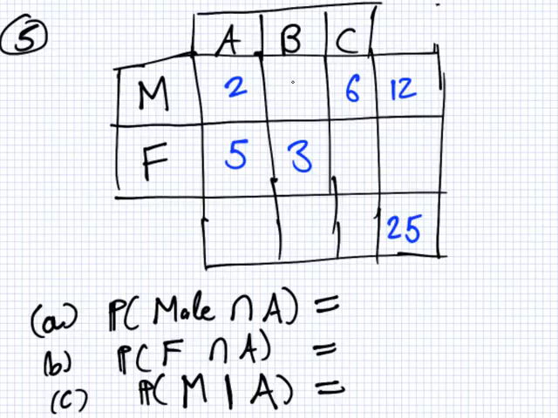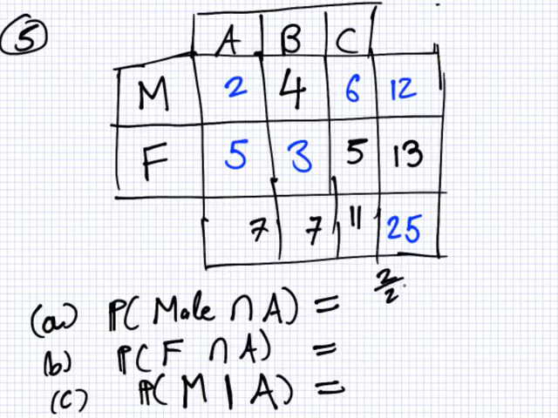Right, what's the number here? Well, it needs to add up to make 12, doesn't it? So it has to be 4. Now this one here has to add up to make 25, so this one has to be 13. This one then has to be 5, which makes this one 11, 7, and 7. So male and A grade, we have 2 over 25. Female and A grade, 5 over 25.